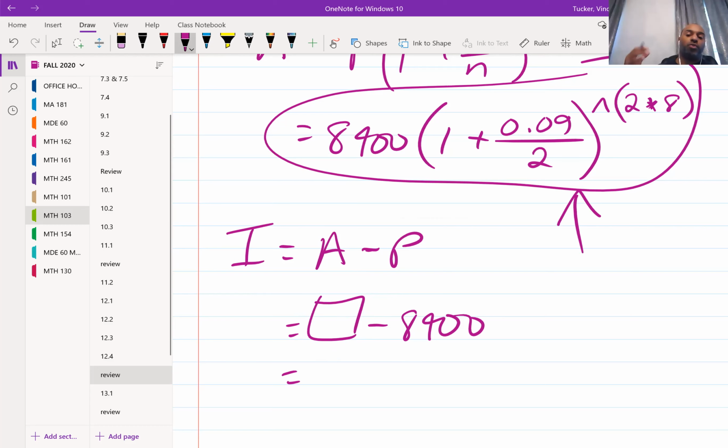This formula gives you the maturity value, how much money will be in your account after 8 years. Then, if you want to know how much interest you earned, you have to subtract this 8,400 from it. Because remember, you started off with 8,400. After 8 years, you're going to have more money in the account. So if you want to know how much interest you earned, you subtract 8,400 from the value you get from the calculator. That's probably why I didn't get it right.